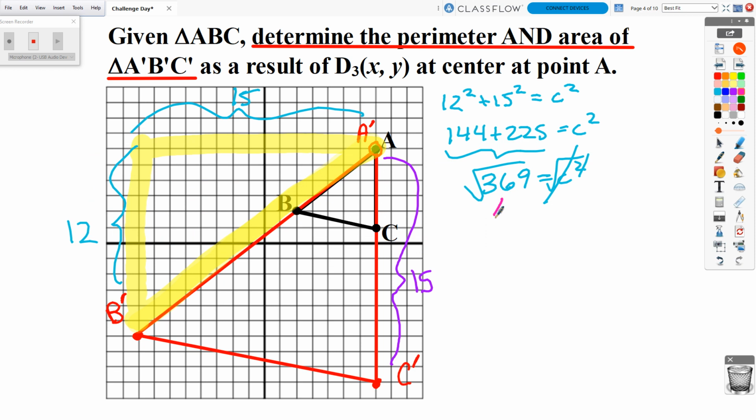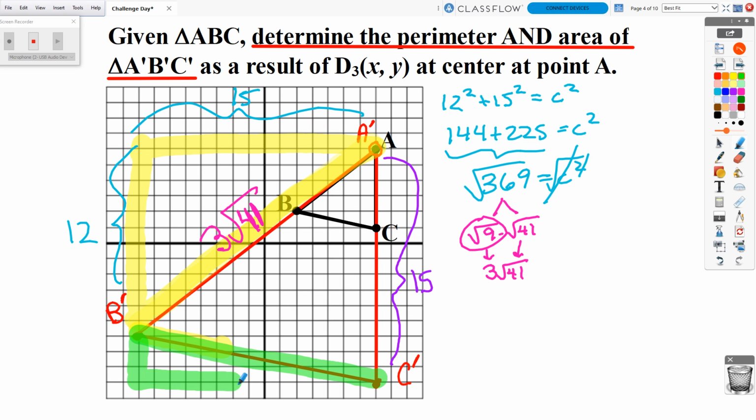So I can break the square root of 369 into the square root of 9 times the square root of 41. The square root of 9 is a perfect square, which gives me 3. 41 is prime, so it's not going to break down anymore. So the length of this side over here is 3 times the square root of 41, exactly. No approximation there. All right, so there's two sides down. We've got 3 root 41. We've got a 15. Now we just need to figure out the length of side B prime, C prime. How are we going to figure out the length of that?